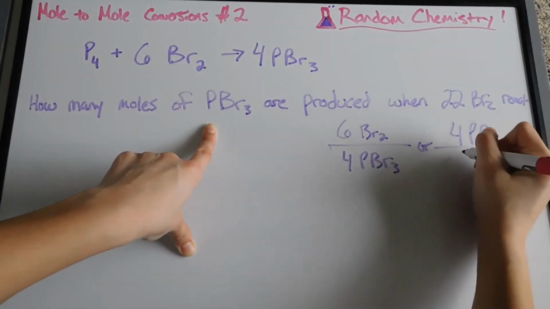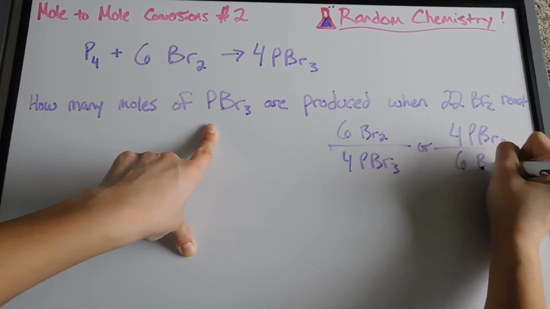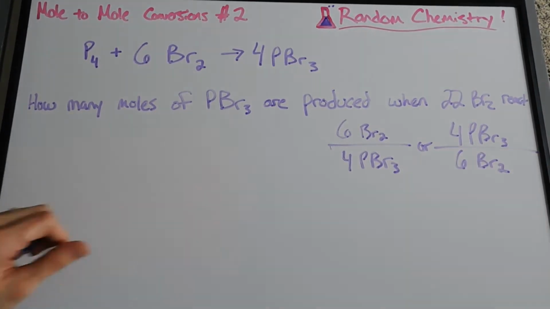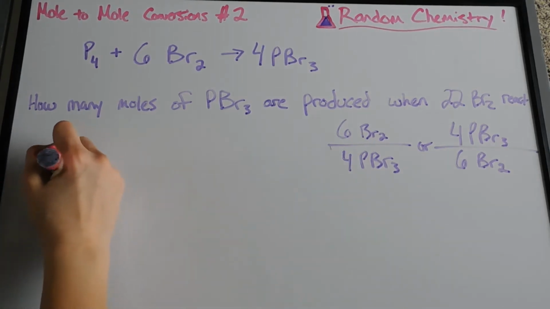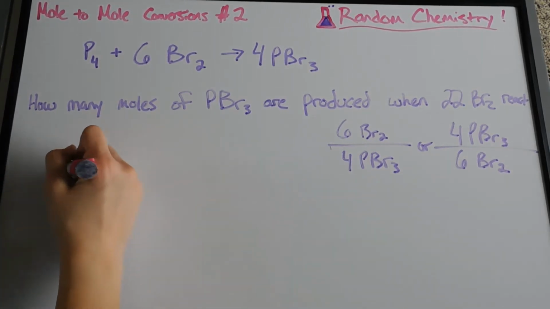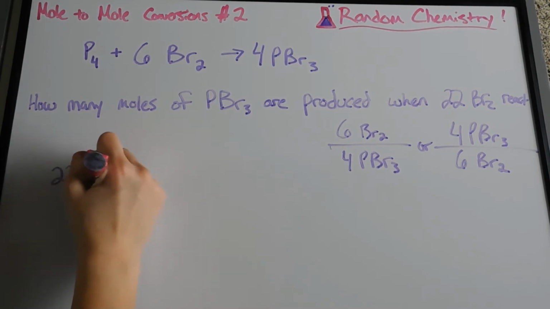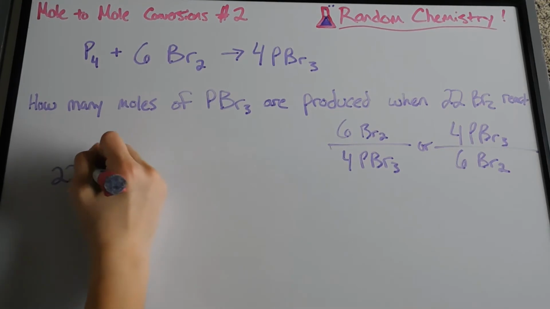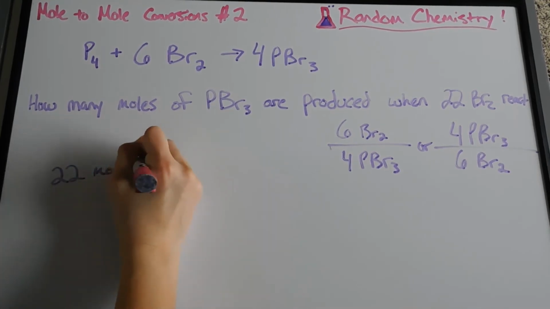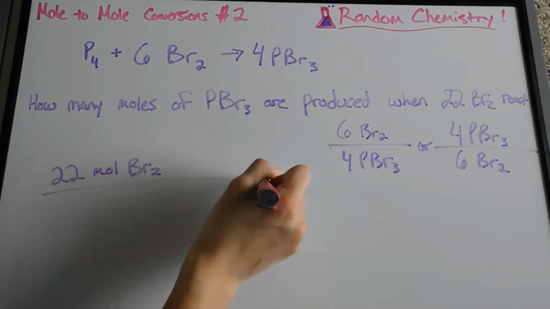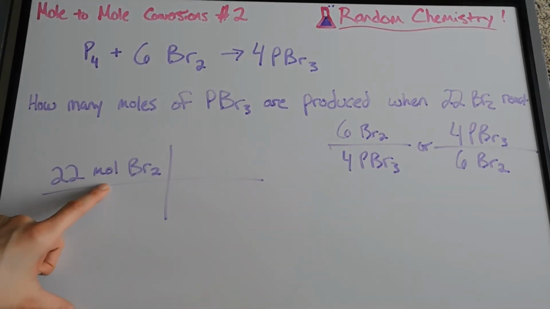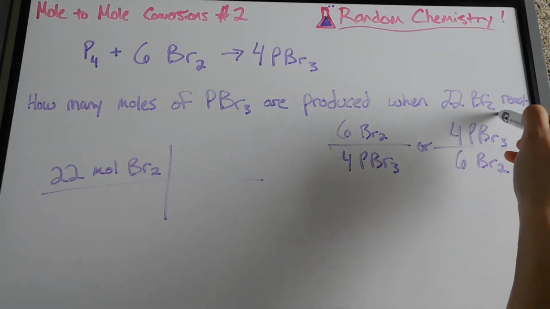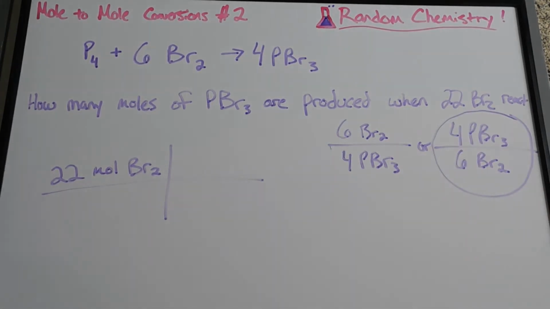4 PBr3 for every 6 Br2. And we'll use dimensional analysis. So start with what you have, or start with what you're given. 22 moles of Br2. I'm forgetting to write the units. If I have moles of Br2 on top, I want moles of Br2 on bottom. So I have Br2 on bottom here. So I'm using this conversion factor.